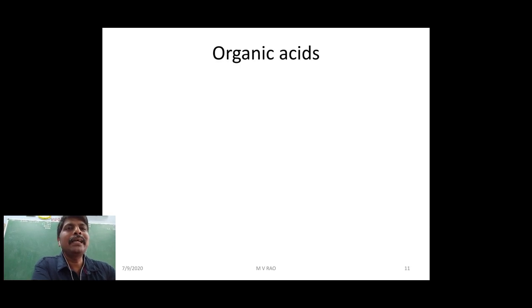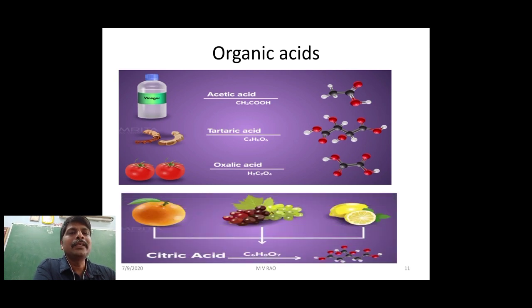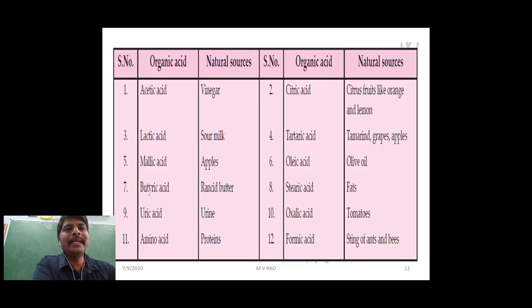Now we will see organic acids. Vinegar is another name of acetic acid. From tamarind, you will get tartaric acid. Oxalic acid, what is the source of oxalic acid? Tomatoes. You can see fruits, lemon, grapes, orange. From these fruits you will get citric acid. So these are fruits, vegetables, some organism derivatives. From these only these compounds are formed. Hence these are called organic acids.